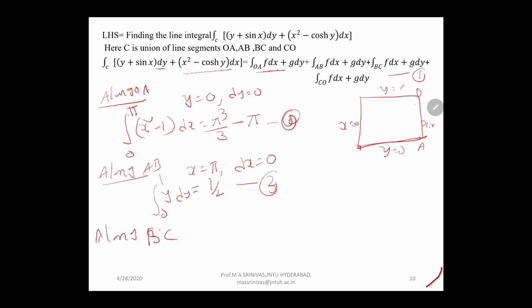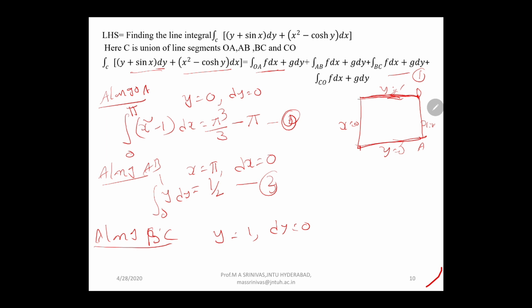This is my BC. Along BC, what is the value of y? Y is 1, dy is 0, which means that term will go out, and with y equal to 1, we have x square minus cos h1 dx. What are the limits for x? X limits are from pi to 0. Here, the direction is also more important. Always don't write 0 to pi. From here to here, it is moving. Therefore, pi to 0 are the limits.